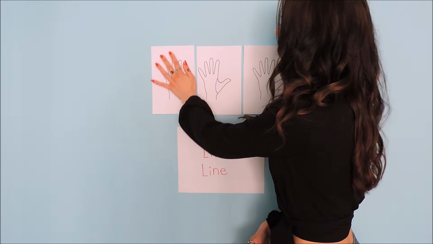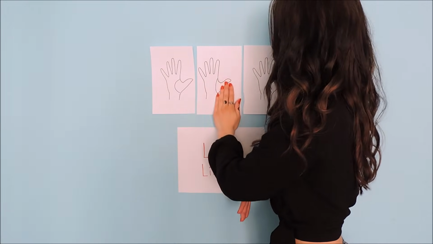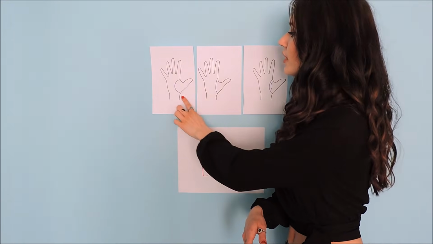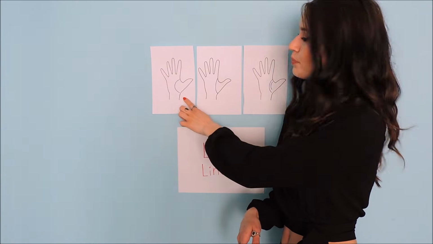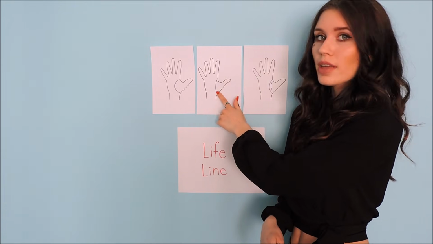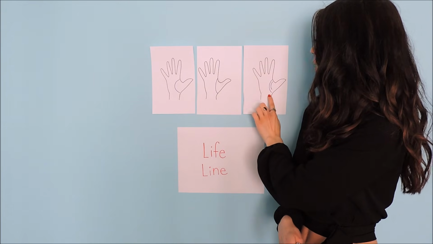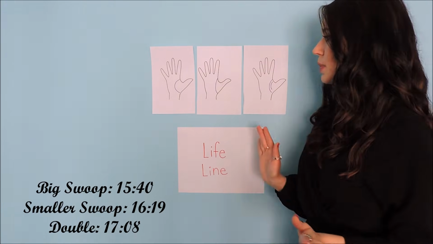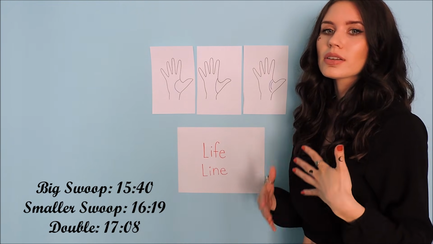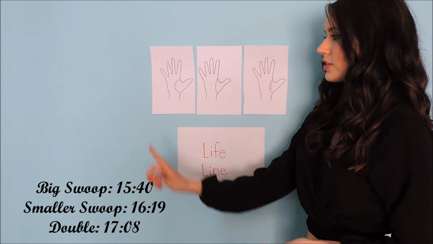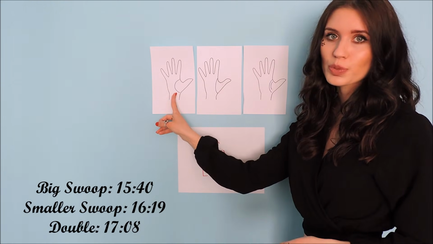So there are three different types of the lifelines here. You can have a very thick swooped lifeline. You can have it swooped but very close to the thumb. And then you can have a double lifeline. So there are timestamps for each of these, and you guys can fast forward to the one that looks most like yours. And I'm going to get started with the very thick swooped lifeline.